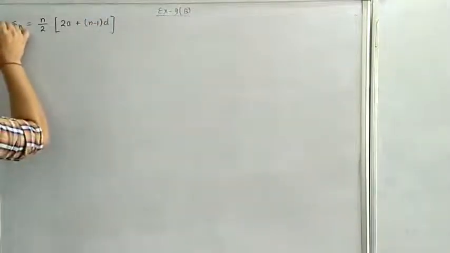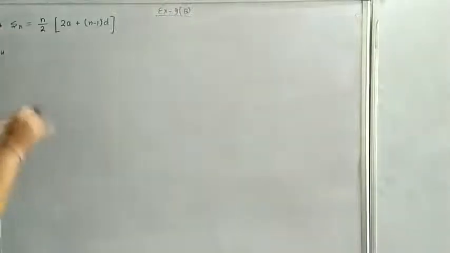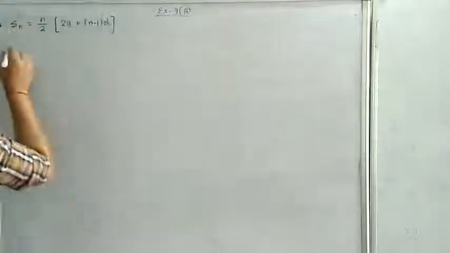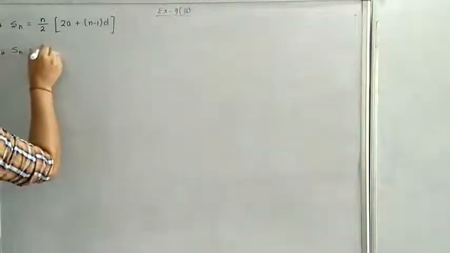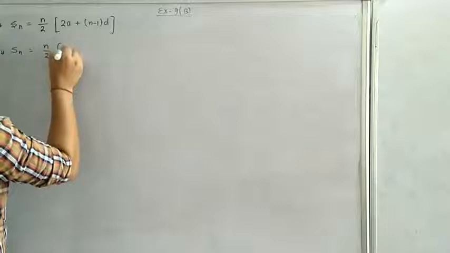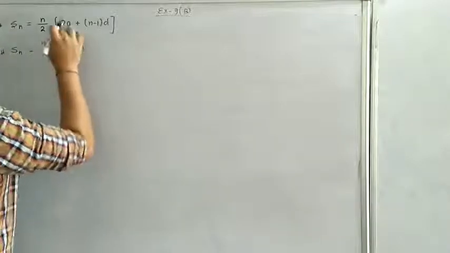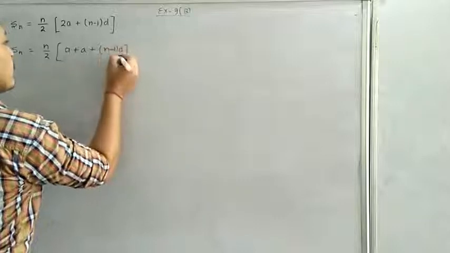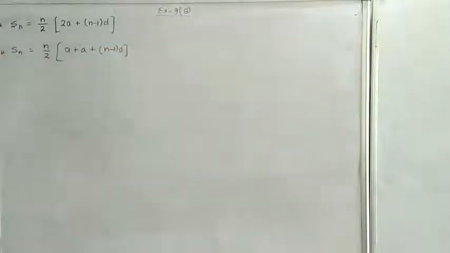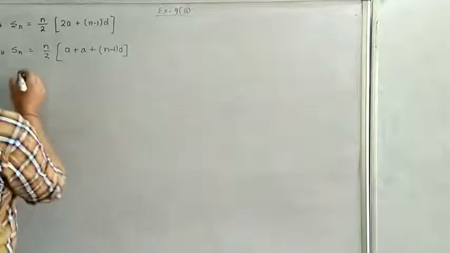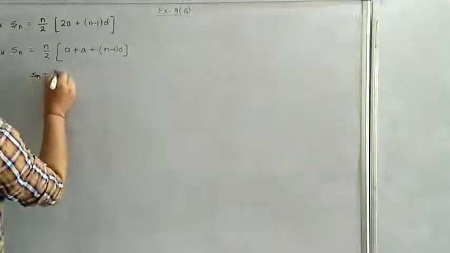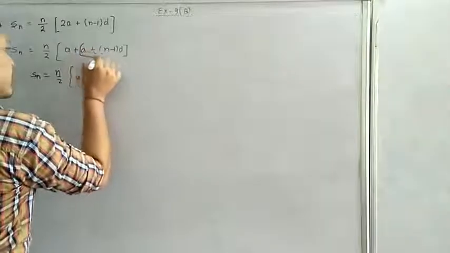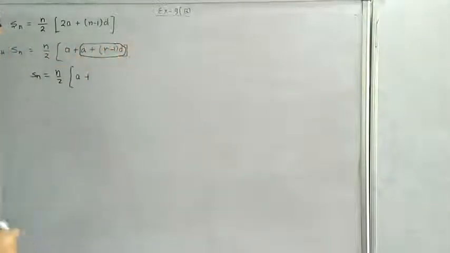Second condition: the question is the same but the formula is different. What is the formula? Sn is equal to n by 2 into (2a plus (n minus 1) into d). We can write 2a as a plus a, so it becomes a plus a plus (n minus 1) into d. Finally, Sn is equal to n by 2 into (a plus something), and this something is the nth term of an AP.